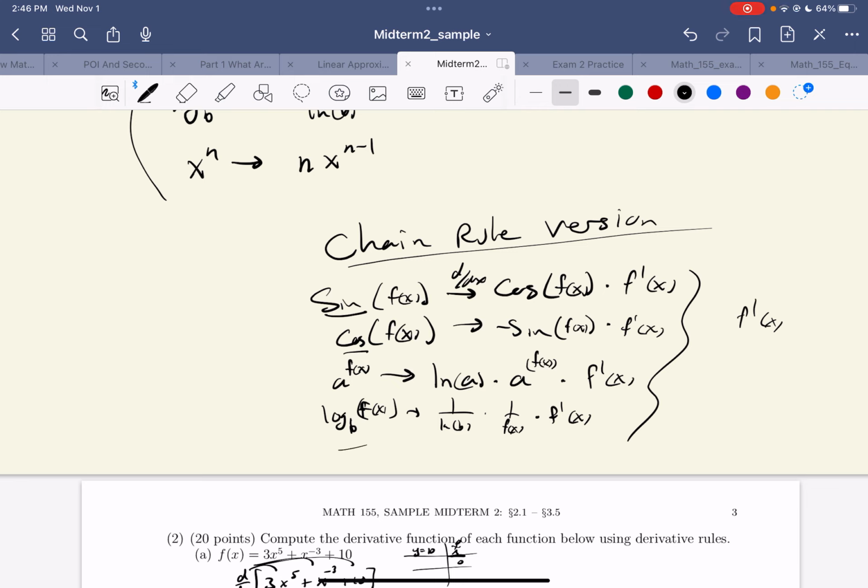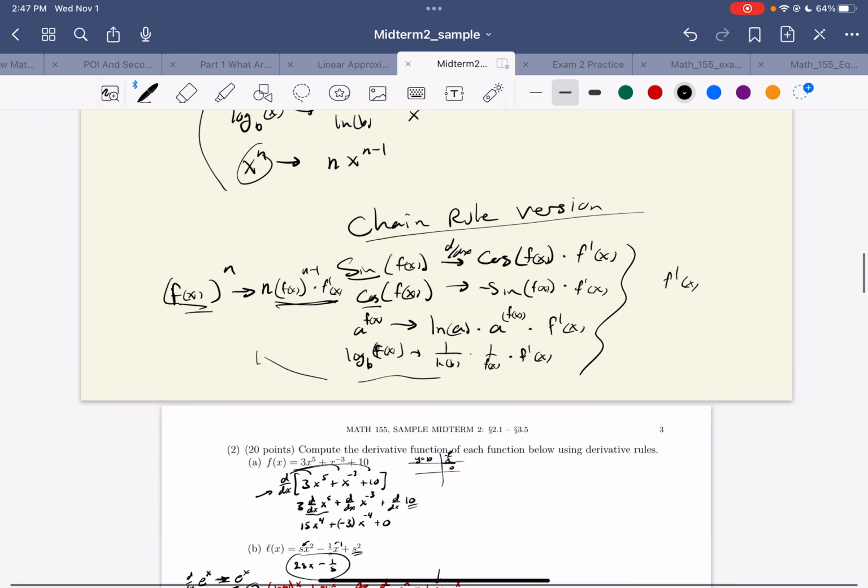The very last thing: instead of x to the n, I have f of x to the n. I could have a cosine squared or a natural log to the 14th power or whatever. I let that n come down, I leave the inside alone, n minus 1. So that's the derivative of the outside times the derivative of the inside. These are the 5 functions. If you're going to memorize any 5 derivatives, it's these 5.